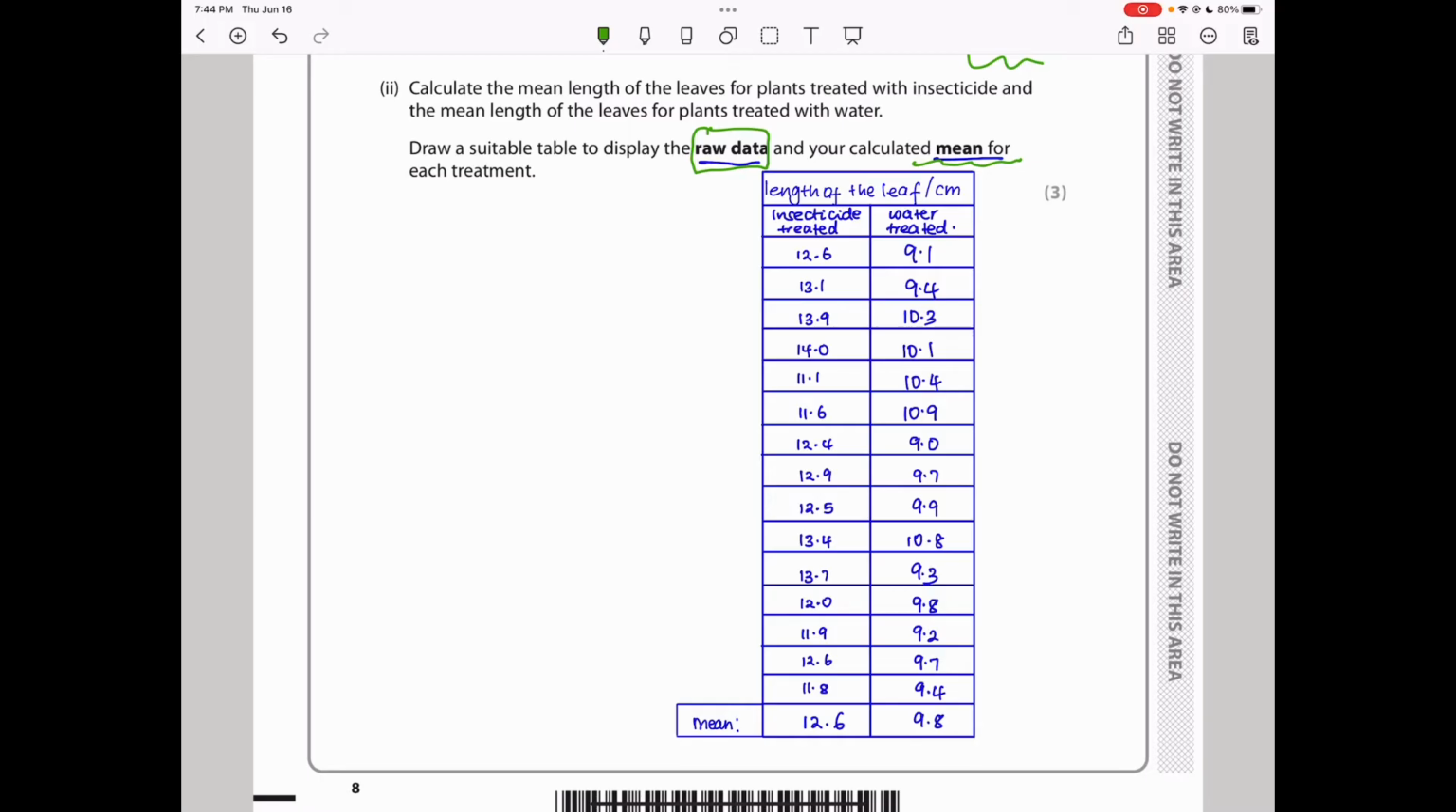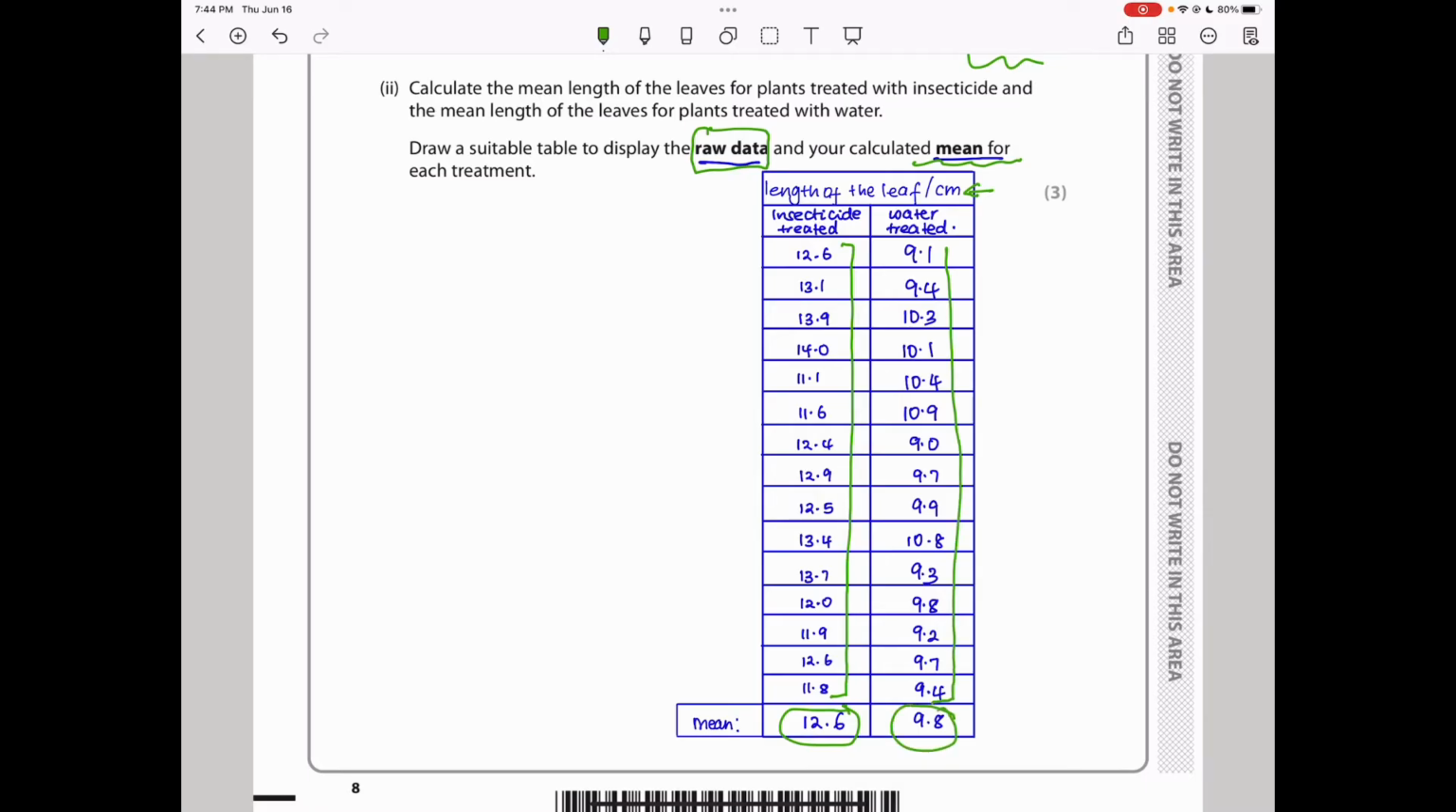So a table should have labels as well as units. So I said the length of the leaf in centimeters. One part is for the insecticide treated and the other part is for the water treated. And then I added up everything and divided by 15 to give me my mean here, and add up everything here, divide by 15 to give you your mean here.